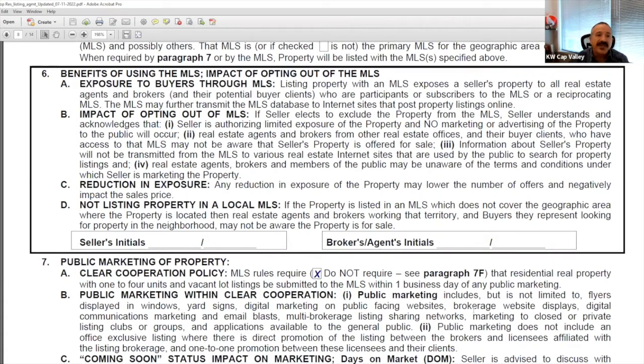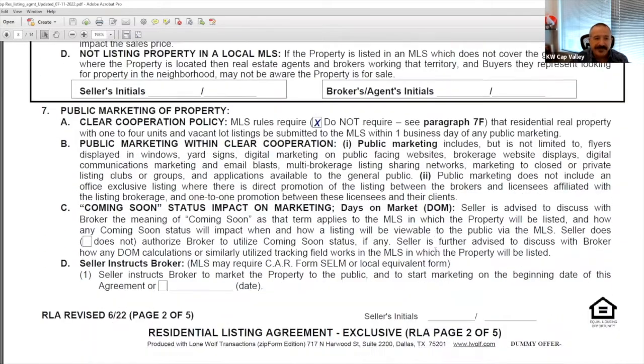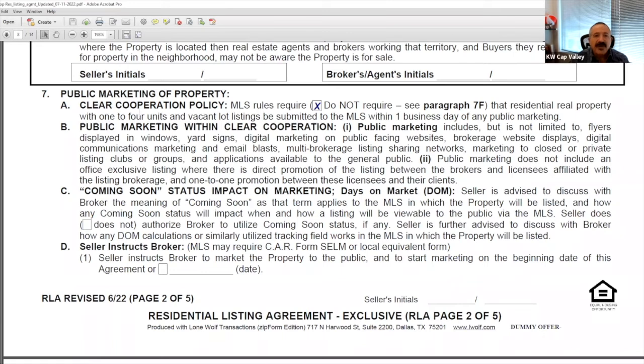So this particular section of the listing form talks about the exposure to buyers through the MLS, why it's beneficial to use the MLS, and how it can harm you, the seller, if you exclude it from the MLS by reducing exposure, so on and so forth. It requires the seller's initial and the broker or agent's initial here. So that's what this is all about. Public marketing of property.